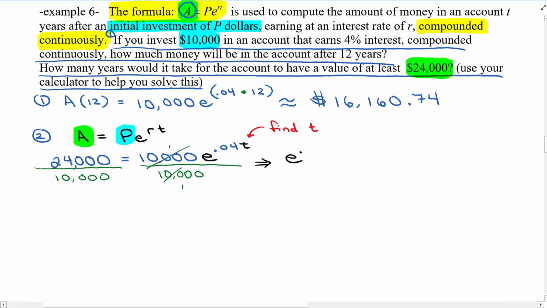So I drew an arrow here pointing to the right, and I rewrote this equation as e raised to the 0.04 t power is equal to 2.4. I drew another arrow here pointing to the right, and I said let's use your GC, which represents use your graphing calculator. So let's switch to our graphing calculators.